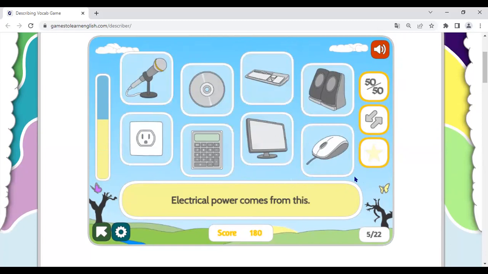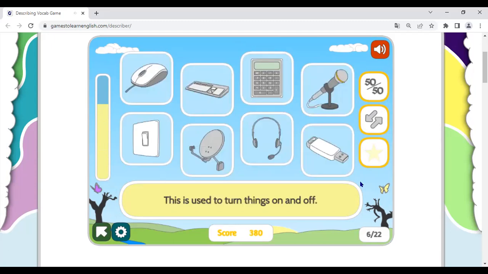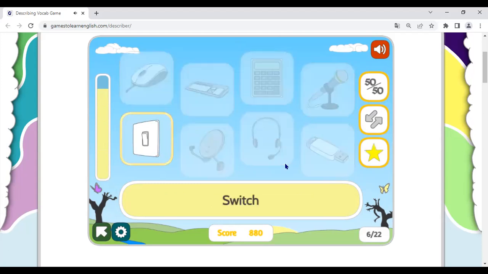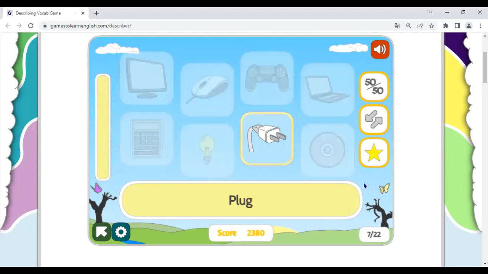Electrical power comes from this socket. Exactly. Socket. This is used to turn things on and off. Okay, switch. Switch. You put this into the wall to get power. Plug. Plug.